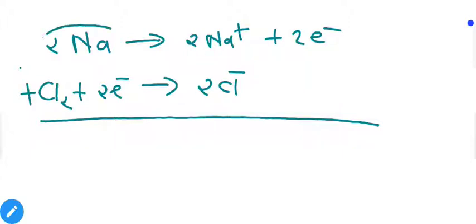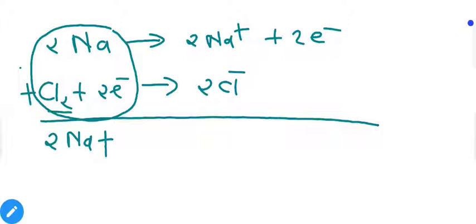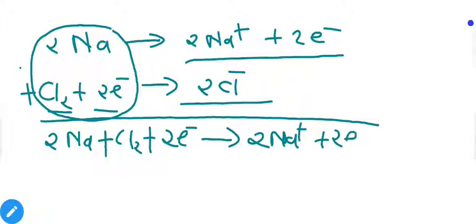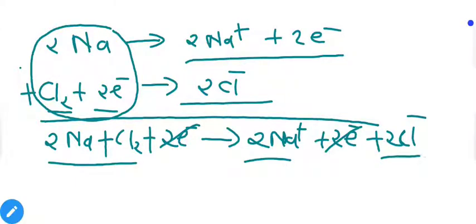All of the reactants of both half reactions we mention: 2Na plus Cl2 plus 2 electrons, and now all of the products on the right-hand side give 2Na plus 2 electrons plus 2Cl minus. Now, just like in mathematics, common things on both sides will be cancelled out. We have 2 electrons on both sides, so they cancel out. So our net reaction is 2Na plus Cl2 produces 2Na plus 2Cl minus.